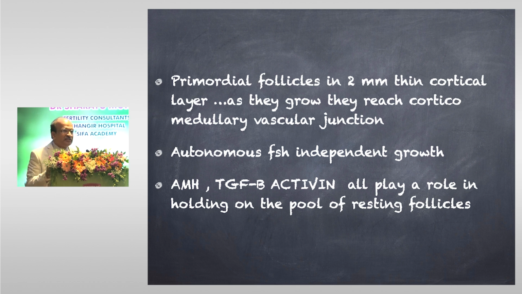Hyposignaling gets altered. The ovary feels, well, I have to grow now, I have to repair it up. And the follicles will start growing. This is also one of the methods of stimulating an ovary or getting more follicles. Local factors like AMH, transforming growth factor beta, and activin all play a role in holding the pool of resting follicles. Out of them, only AMH is inhibitory. The rest are all proliferative in nature.